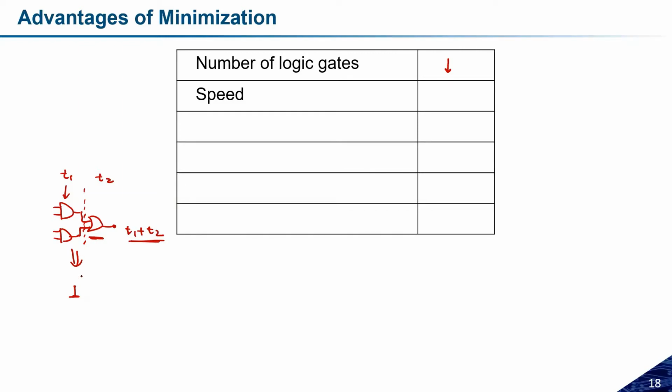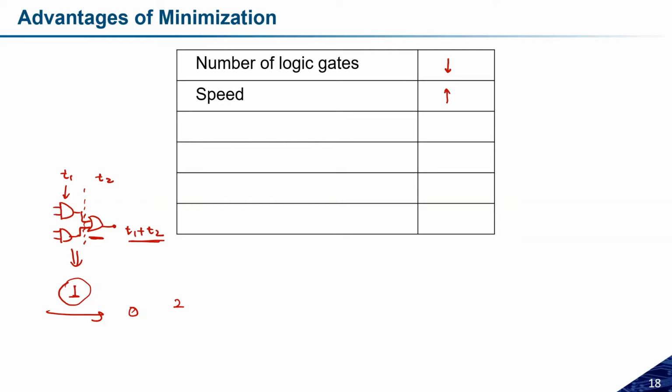But if I minimize it, I saw here there is no logical gate involved. Directly VDD will be transferred, so the delay is close to 0. Similarly, if initially there were 3 stages, and after minimization it becomes only 2 stages, the delay will be reduced. So that is why I am saying the speed of getting the output will be faster, or the speed will be increased.